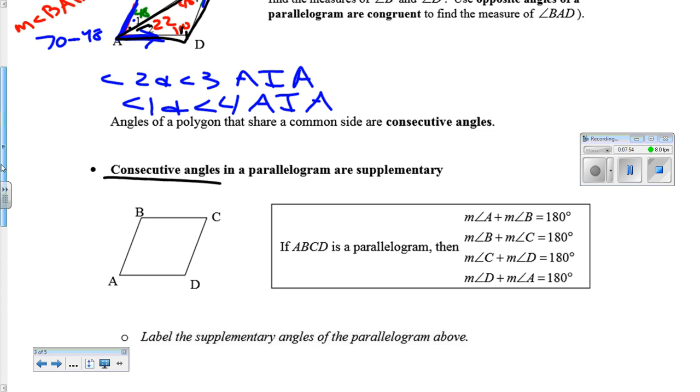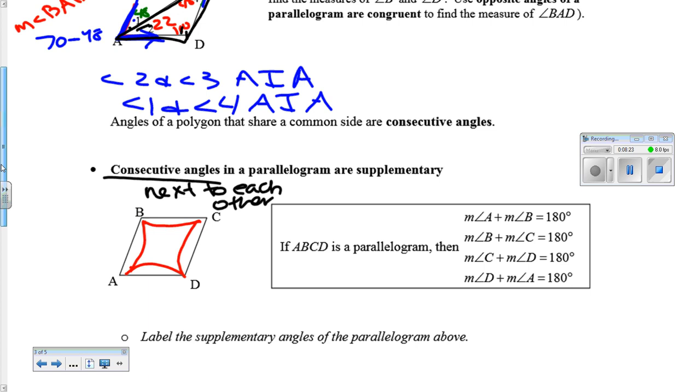Consecutive angles, meaning angles that are next to each other, they share a side, are supplementary. So consecutive angles add up to 180. Okay, looking at my diagram, A and B add up to 180. They're next to each other. B and C add up to 180. C and D add up to 180, and then A and D add up to 180. Okay, any two angles next to each other in a parallelogram add up to 180 degrees.